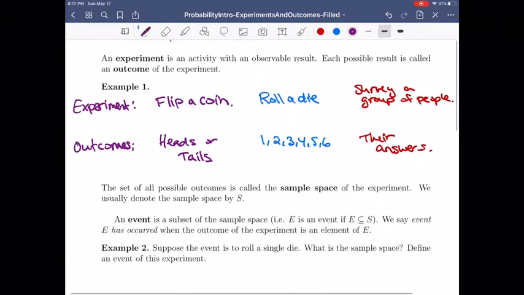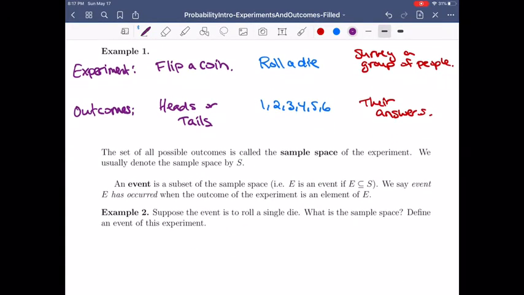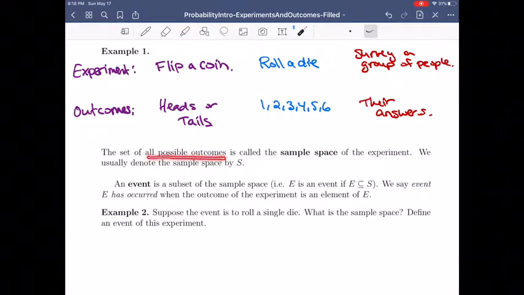Now, if we put all of these outcomes for a particular experiment in a set, we call that set the sample space of the experiment. So if you have all the outcomes, everything that could happen in your experiment, in one set, that's the sample space. We usually denote that with a capital S. So when we're talking about the sample space, we're going to use a capital S.